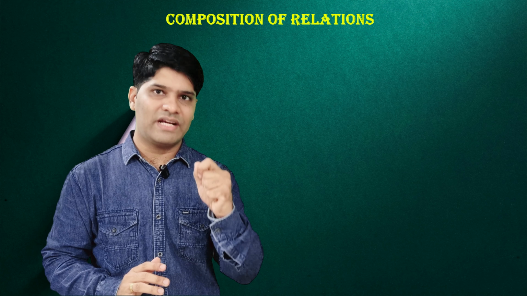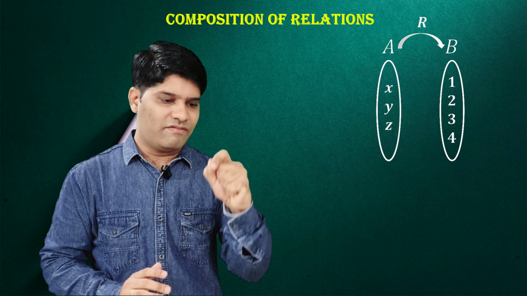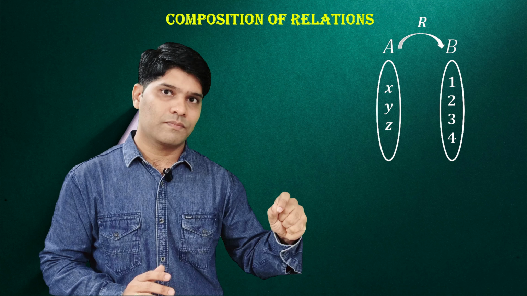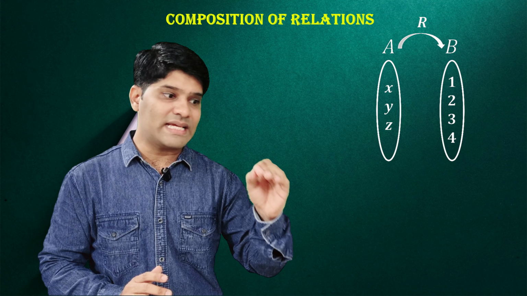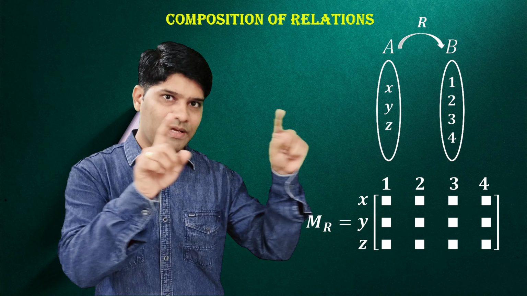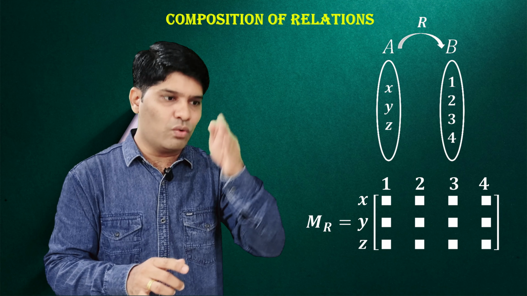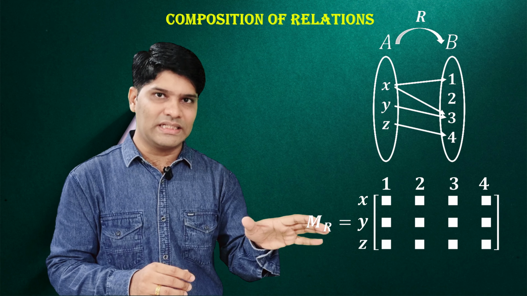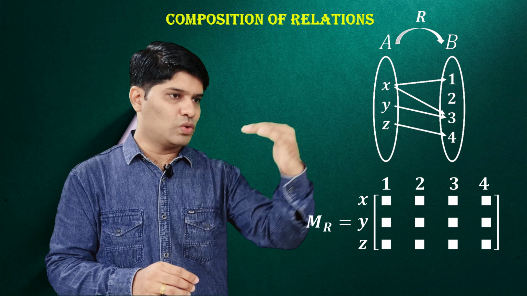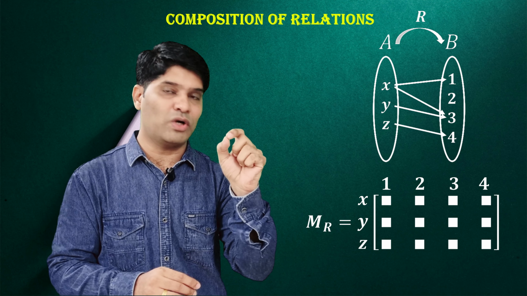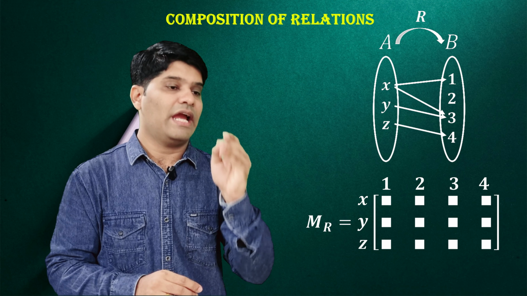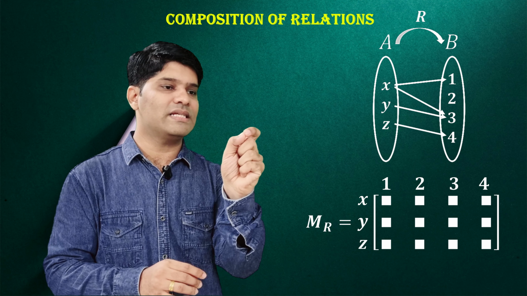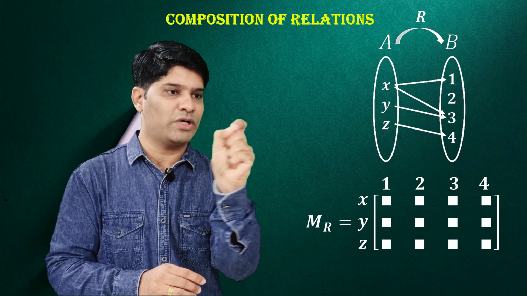Suppose I have a relation R from A to B, where A consists of x, y, z and B consists of 1, 2, 3, 4. Then the matrix of R will be of size 3 cross 4. That means there will be a matrix in which there will be 3 rows and 4 columns. Suppose the relation looks like this, then the matrix of this relation is defined in the following way. There will be 3 rows corresponding to the entries x, y, z and 4 columns corresponding to the entries 1, 2, 3, 4.